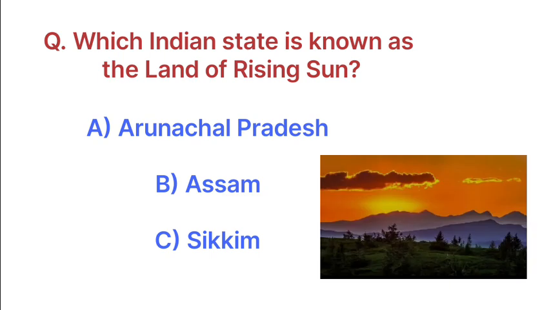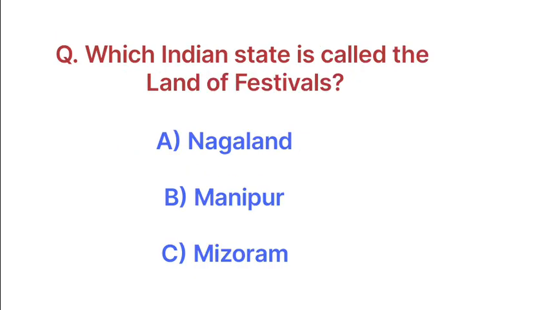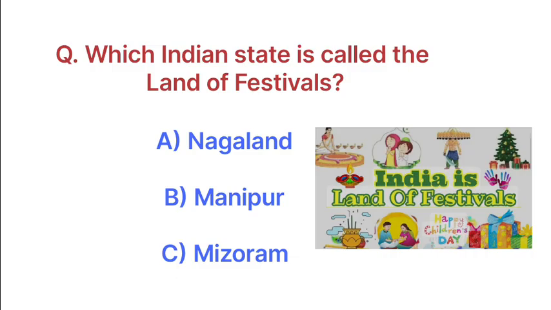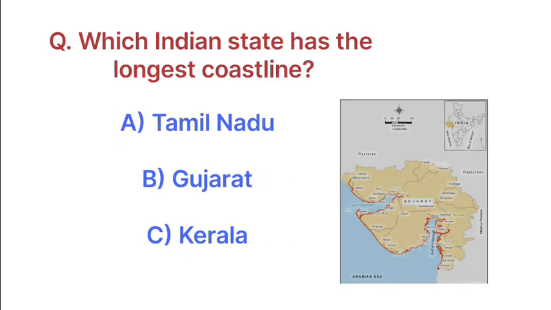Which Indian state is known as the Land of Rising Sun? Answer: Arunachal Pradesh. Which Indian state is called the Land of Festivals? Answer: Nagaland. Which Indian state has the longest coastline? Answer: Gujarat.